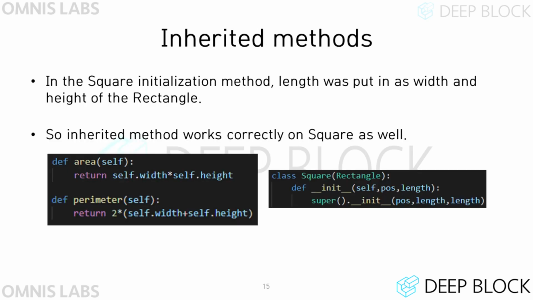If we call other methods that are not overridden, it works without an error. This is because when we initialize the square class, the width and height attributes are initialized in the overridden initializer.